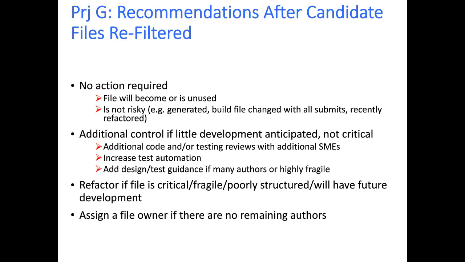So let's go over some of these actions, and some are pretty basic. For example, in Project G, the most common action was that nothing needs to be done. It could happen for a variety of reasons. For example, it could be a risky file, but perhaps the functionality has been moved somewhere else, and that file will not be used in future releases.